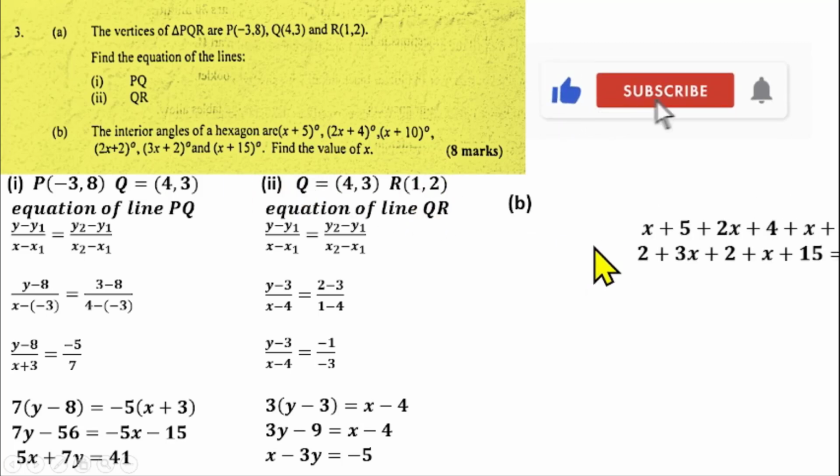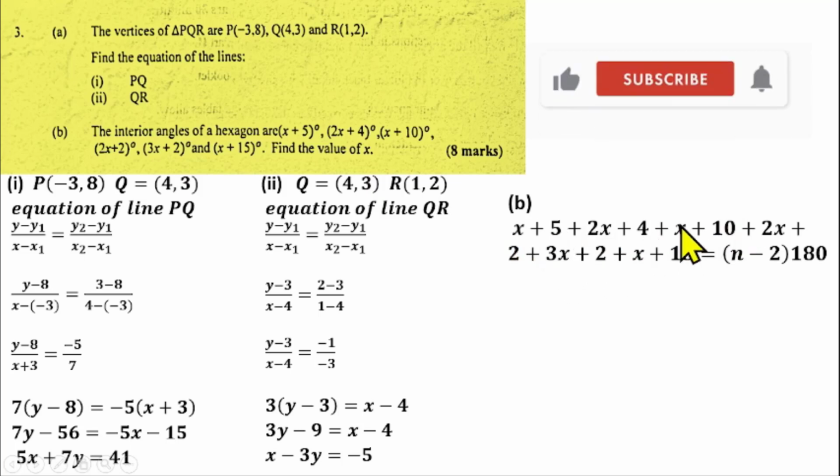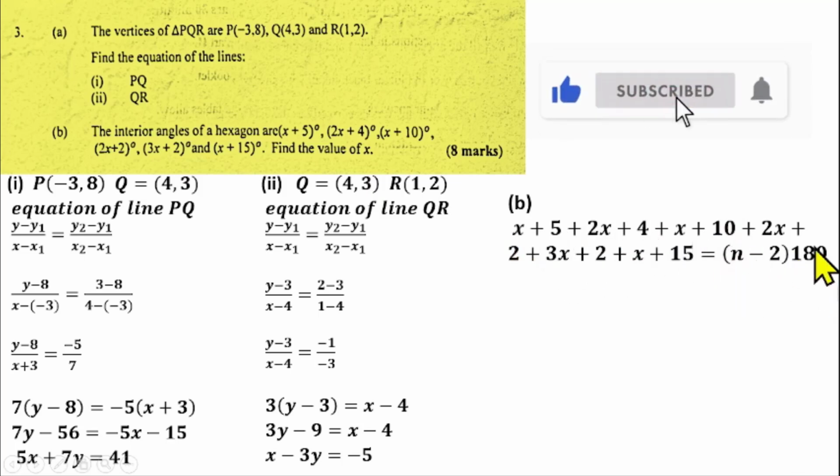And how do we get that? If you sum it together, that means you are summing the interior angles of a hexagon together. That will be equal to the formula for finding the sum of interior angles of a regular polygon, which is n minus 2 multiplied by 180, where n is the number of sides the polygon has. In this case, a hexagon has 6 sides. So you have added all the interior angles together, equal to the formula for finding the sum of interior angles of a regular polygon.